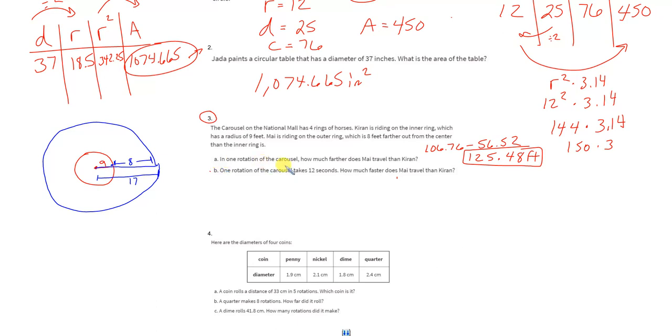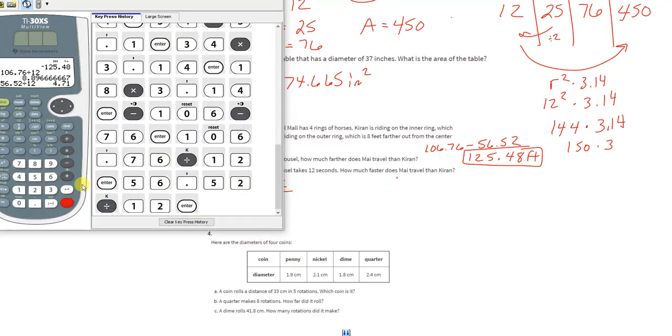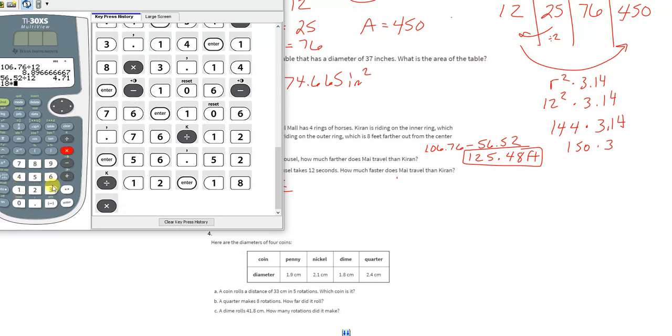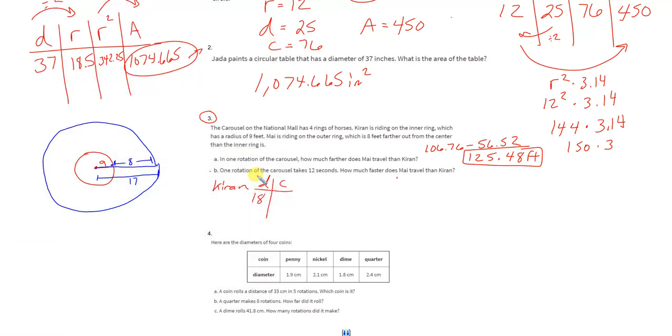And it says, in one rotation, how much farther does May travel than Kieran? So travel on a carousel is a circumference. Let's do the first one first, which is Kieran on the inside. Kieran is going to have a diameter of 18 because the radius is 9. The circumference can be found by multiplying that by pi. So 18 times pi gives us Kieran's circumference, which is 56.52. So if Kieran goes around one time, they travel 56.52 feet.